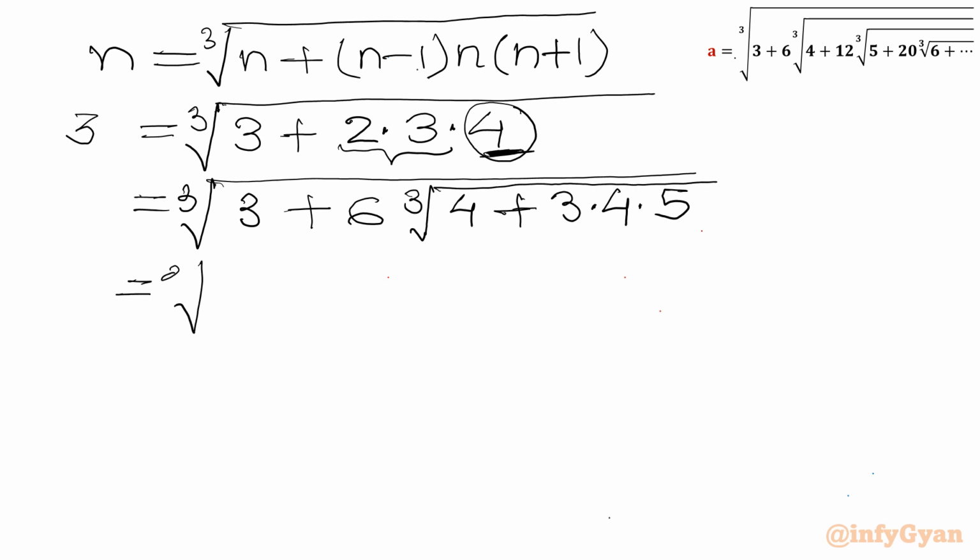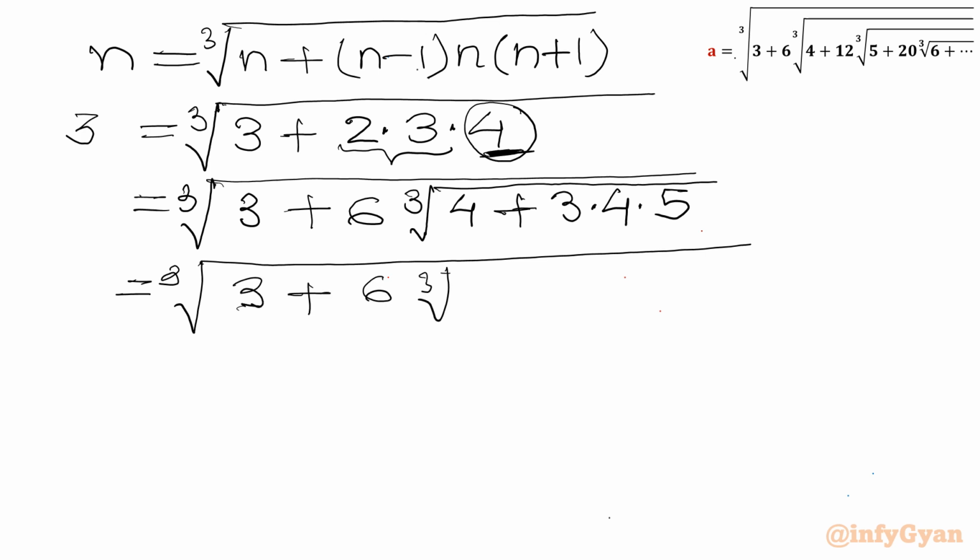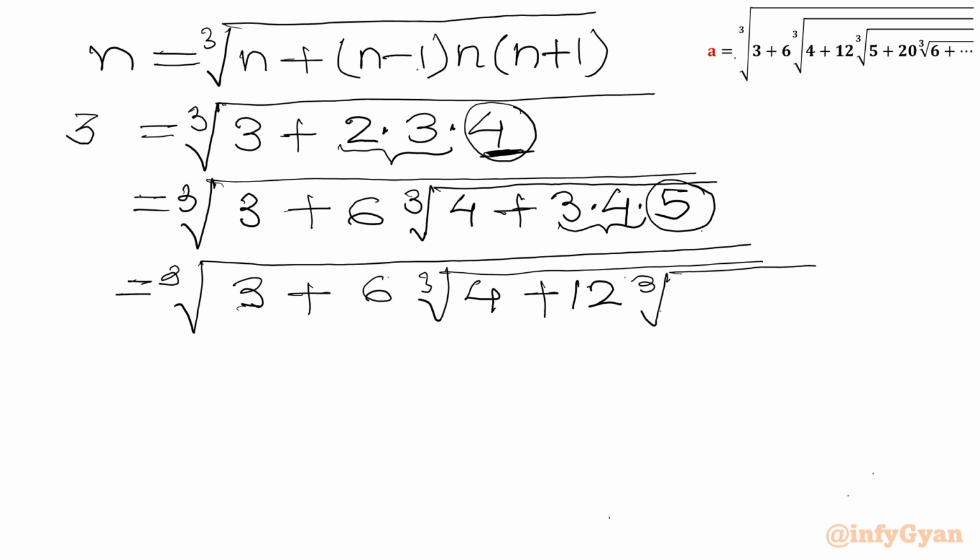Equal to cube root of 3 plus 6 times cube root of 4 plus, I will take the product of 3 and 4, which is 12, and then I will apply the same recursion formula for 5. So I need to write cube root and then put n equal to 5 in this formula. So I can write here 5 plus 5 minus 1, 4, times 5 plus 1, 6.